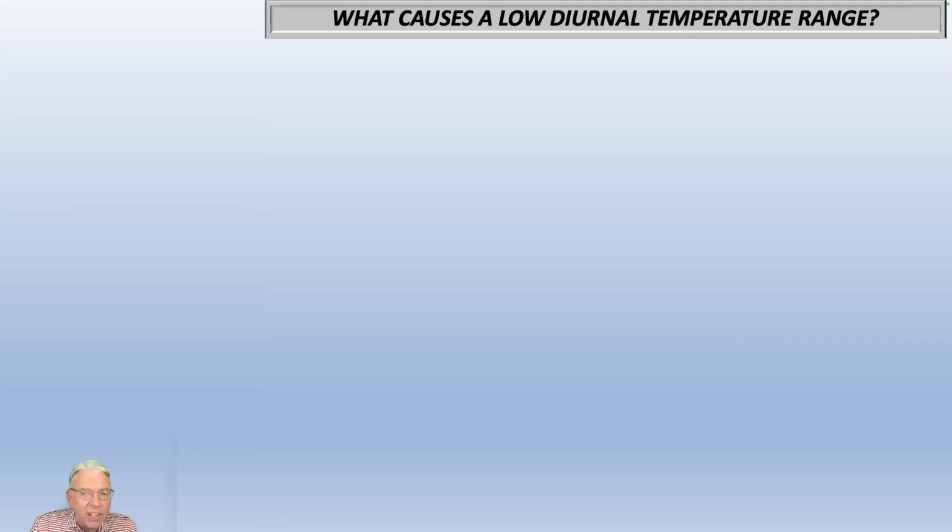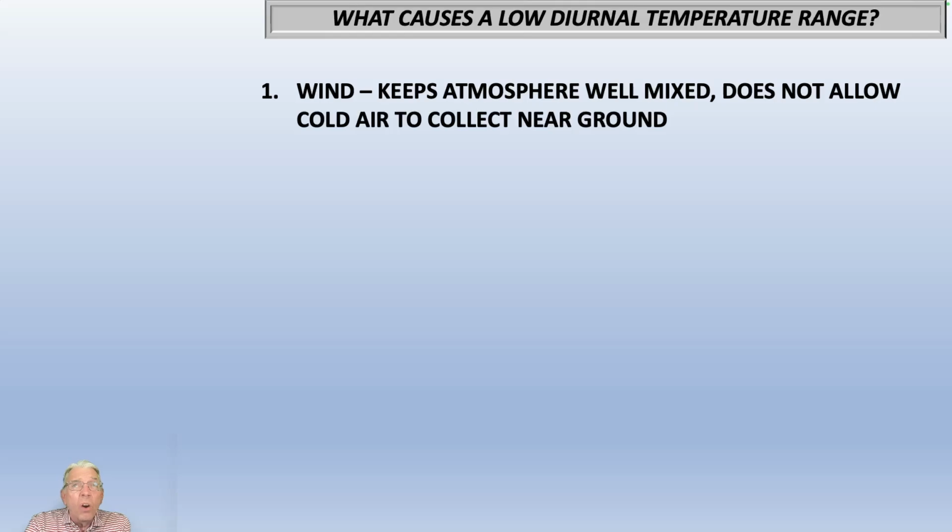So why is that? Okay, so what causes a low diurnal temperature range? In other words, a minimum distance between the low and the high. Well, one thing is wind. The wind keeps the atmosphere well mixed, and it does not allow cold air to collect near the ground.